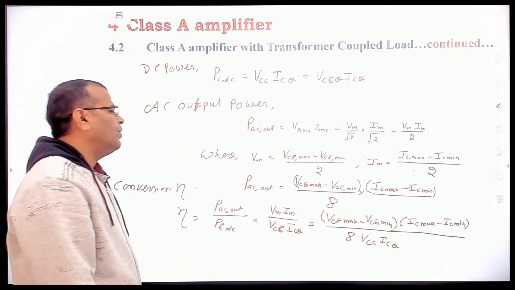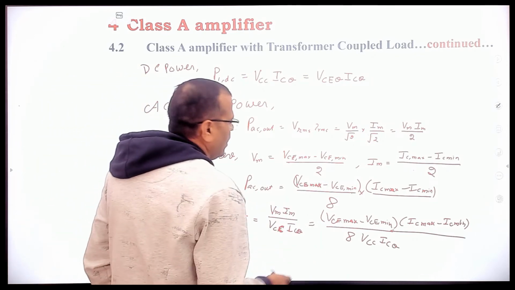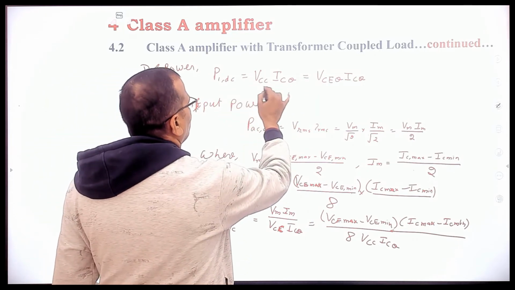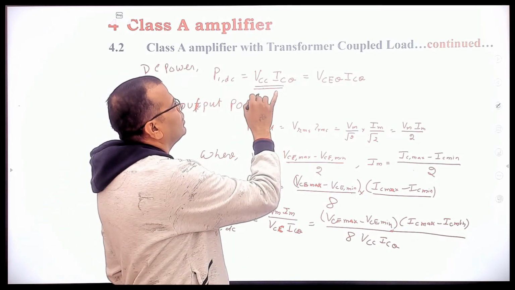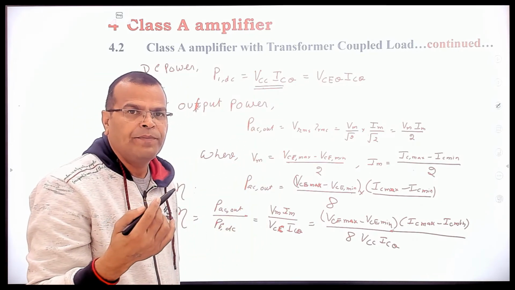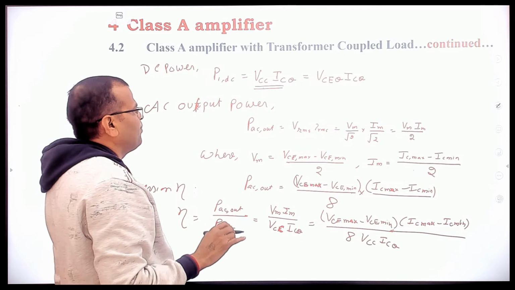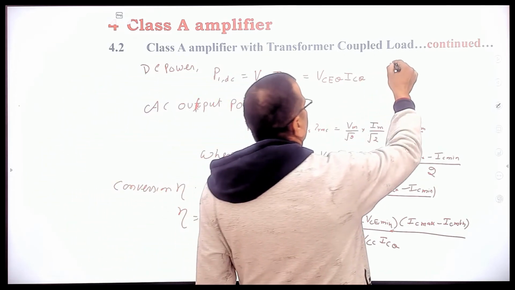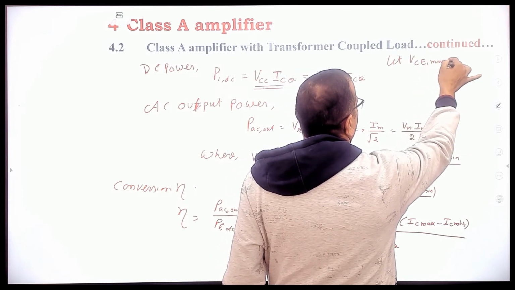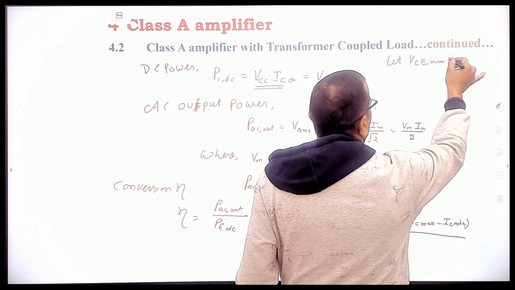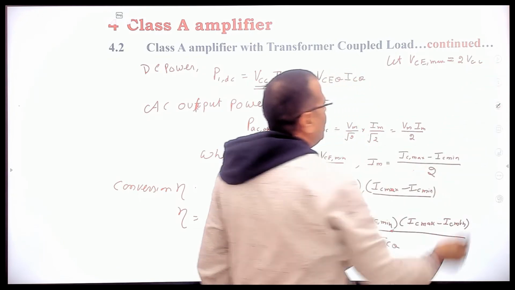Fine. Now, if you have to find the maximum value, how do we proceed? Please see carefully. We know here what VCC is. VCC is equal to VCEQ, right? Let VCE maximum be equal to twice VCEQ, twice VCC. Why so? Please see it carefully.